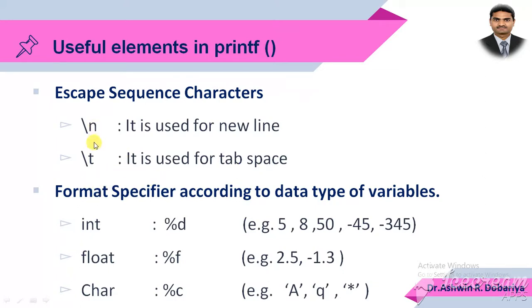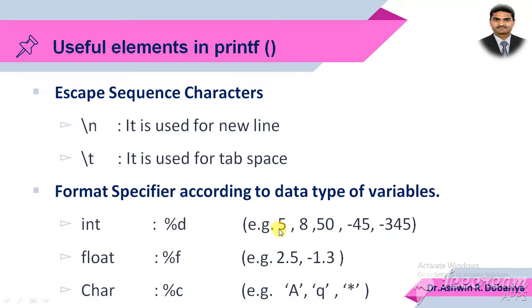And other than \n and \t, many escape sequence characters are there that we'll discuss later. Then format specifiers in C language. These are the three basic data types: integer, float and character. Whenever in any C program you want to declare a variable, we use a data type. So you can decide the variable's data type according to its value, what type of value you want to store in that particular variable.